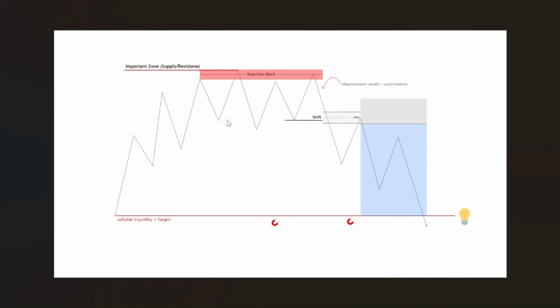Okay, we shift structure, right? We shift structure right here, and then price trades back, liquidity taken. What is here? We got a rejection block right here. So before you spot a rejection block, this is an important zone. Remember this. This is an important zone.